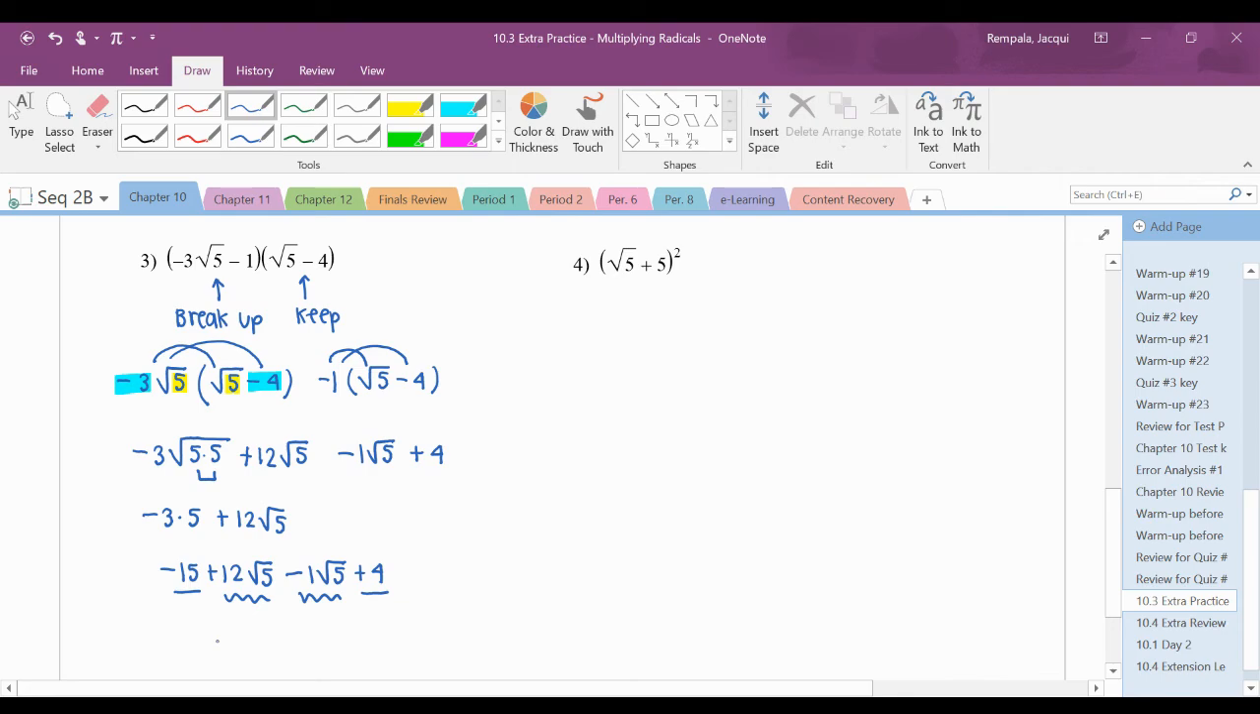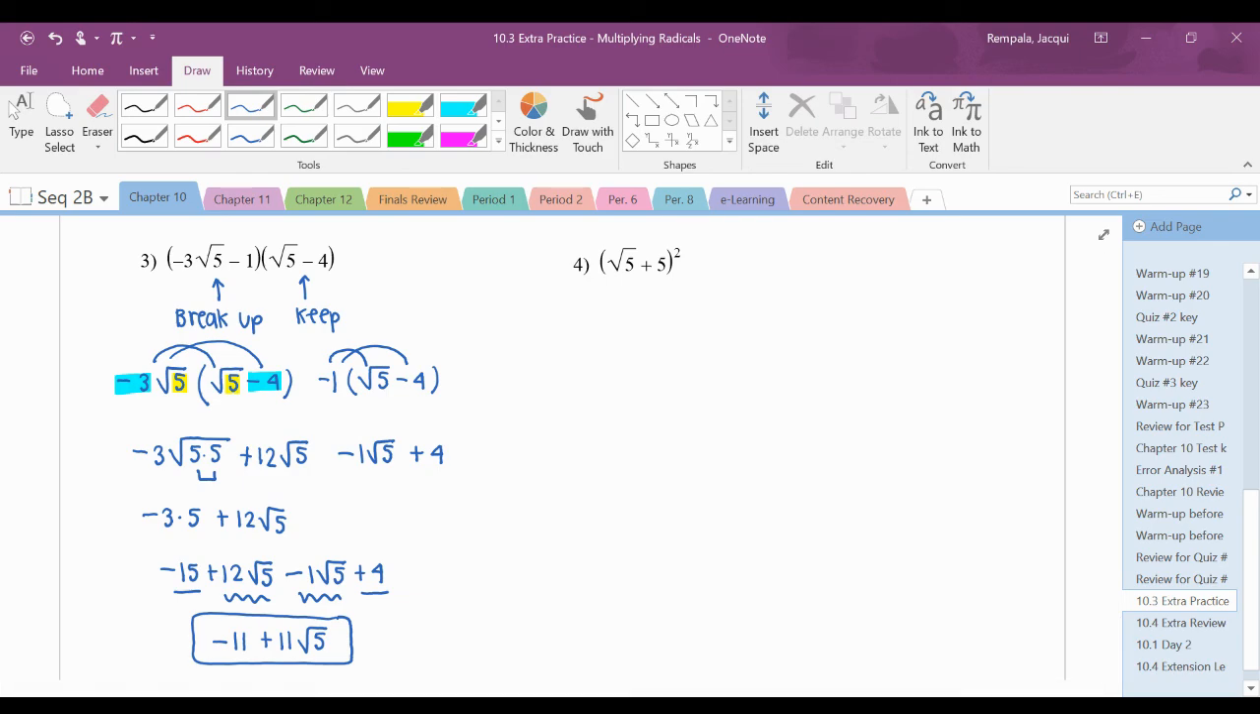Negative 15 plus 4 is negative 11. And then when I want to combine those like terms with the radicals, I'll deal with the numbers on the outside. So 12 minus 1 is going to be a positive 11. And then remember, we keep that number under the square root the same. Because we don't have a square root with that negative 11, I can't combine these any further. That is my final answer.